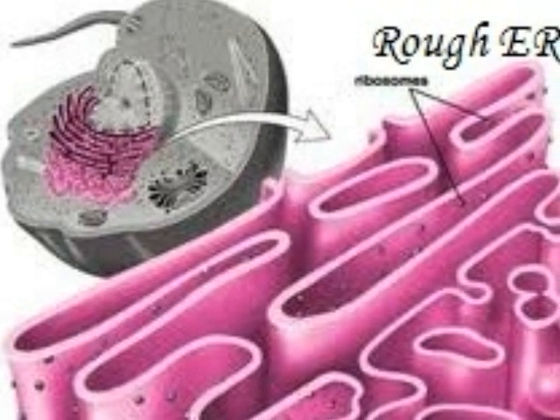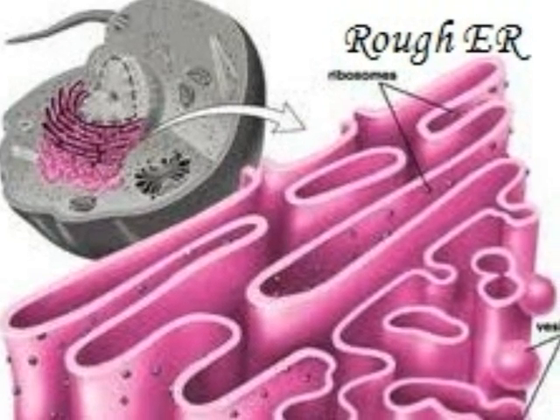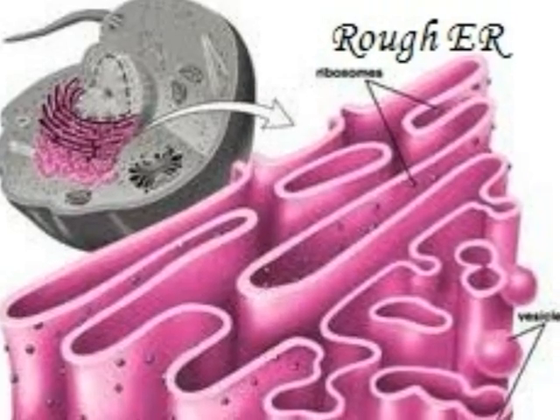If we walk to the end of the rough ER, we will come across a transport vesicle, used to transport the modified protein to the Golgi apparatus. The Golgi is the next stop on our tour.